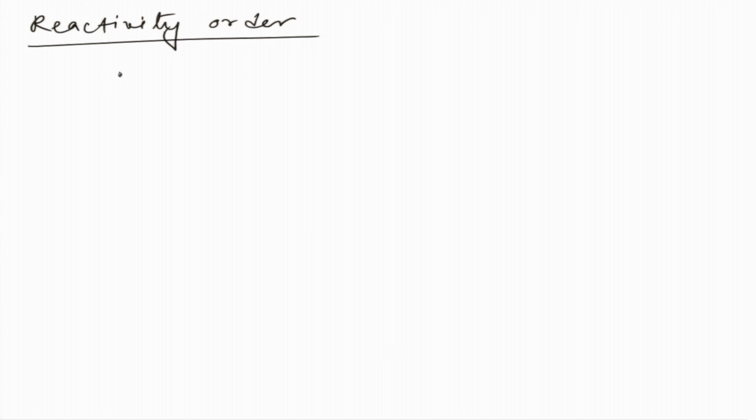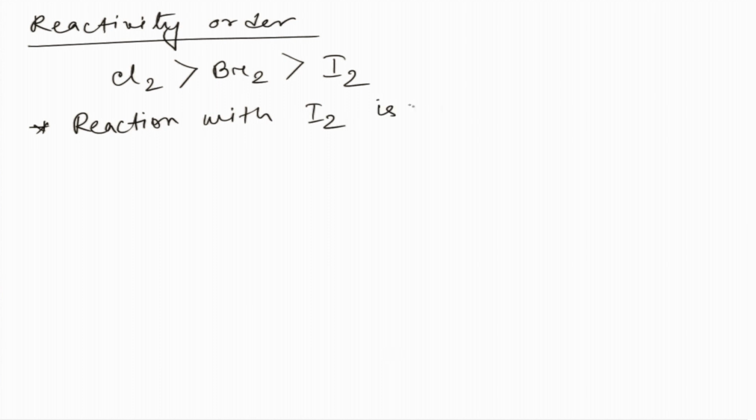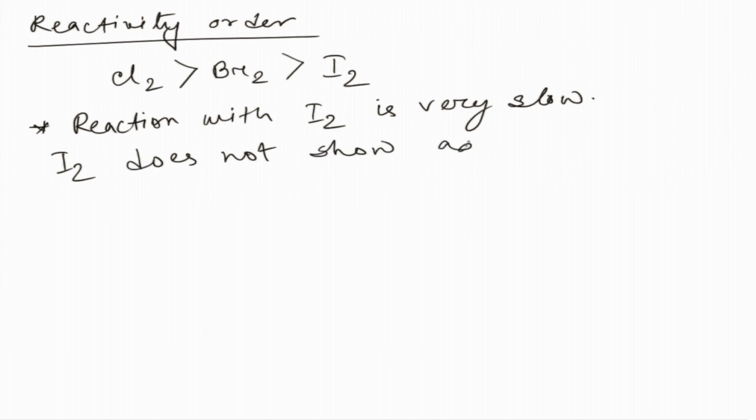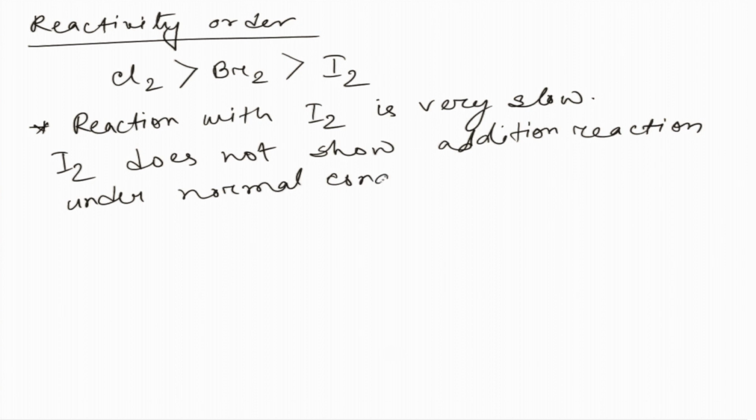Okay. Now, reactivity order. So, Cl2 is more reactive than Br2, which is more reactive than I2. Basically, I2 is very unreactive. Reaction with iodine is very slow. I2 does not show addition reaction under normal conditions.